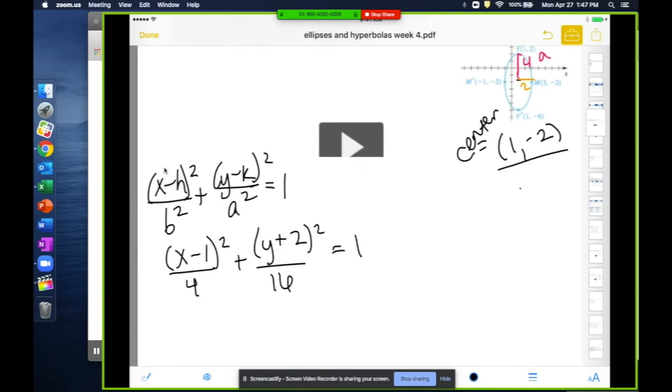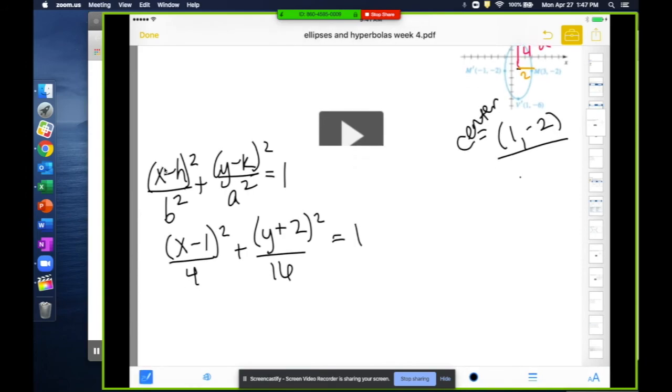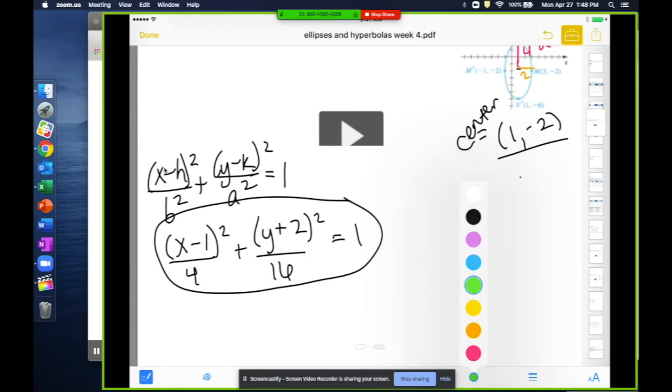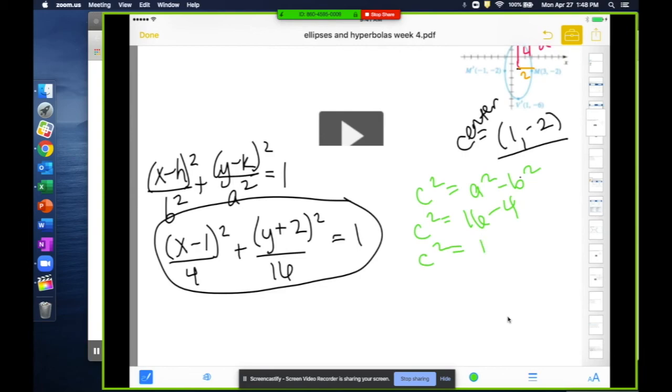I just plug in the center and my a and my b value, and it's also asking me to find the foci. The equation to find the c value, c is always going to represent the focus or the foci, is c squared equals a squared minus b squared. In my equation, I already have a squared, which is 16, and b squared, which is 4, and then I end up with c squared equals 12, and then I square root both sides to get c equals the square root of 12. Now, I always want to check if I can simplify this, so it's the square root of 4 times the square root of 3, which simplifies to 2 square root 3.